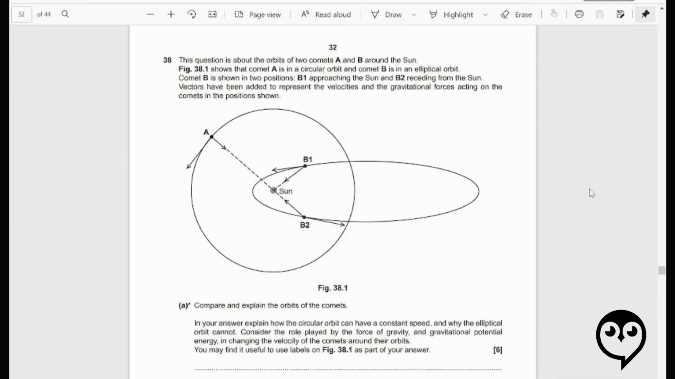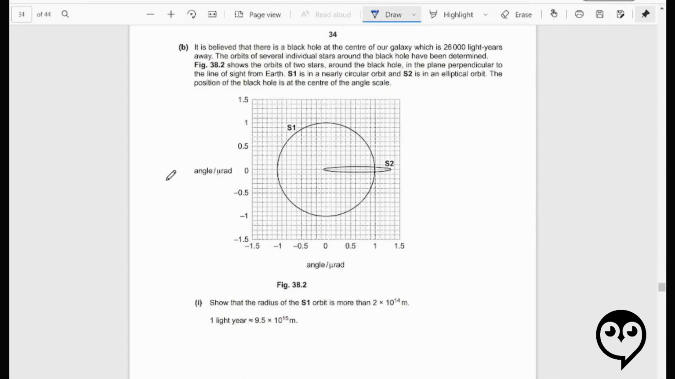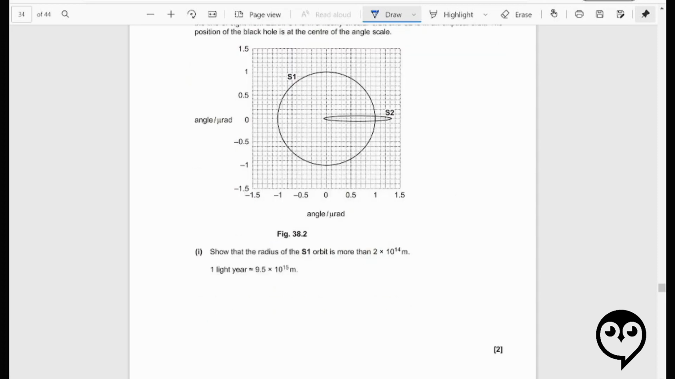Okay, I've got a paper 1 of the Physics B from OCR, and this is from 2019. In part B, it's believed there's a black hole at the center of our galaxy, which is 26,000 light years away. And the orbits of several individual stars around the black hole have been determined. There's a figure here which shows the orbits of 2 stars. The plane is perpendicular to the line of sight. So it's a top-down view. It's not what we would see. Okay? S1 is nearly circular. S2 is elliptical. Show that the radius of the S1 orbit is more than 2 times 10 to the 14 meters. We've got a light year here.